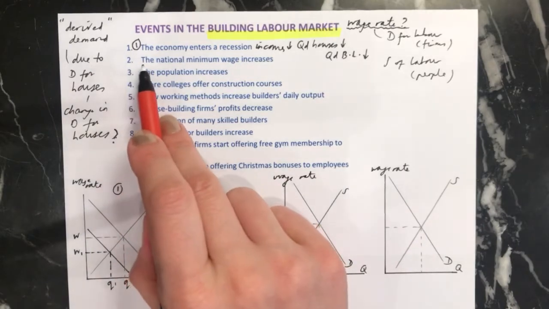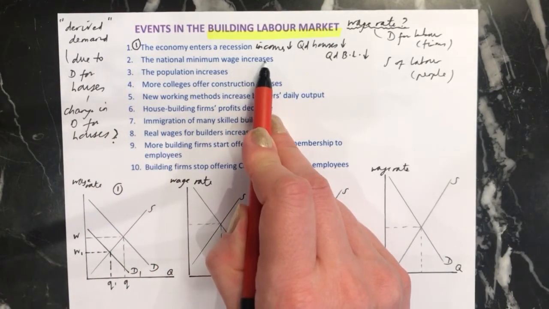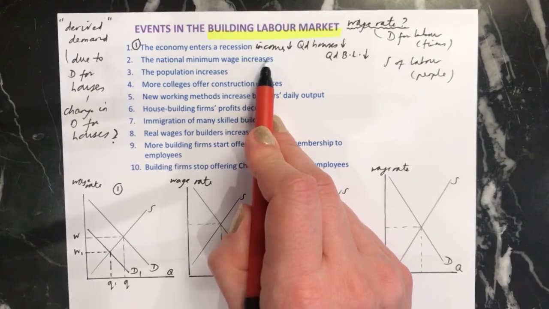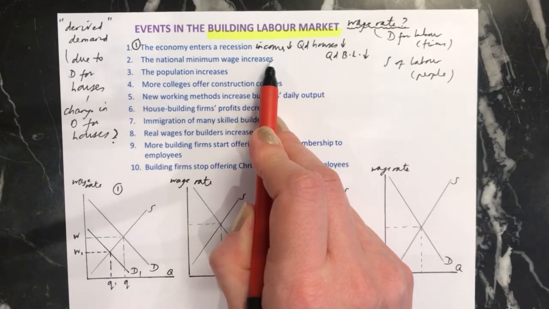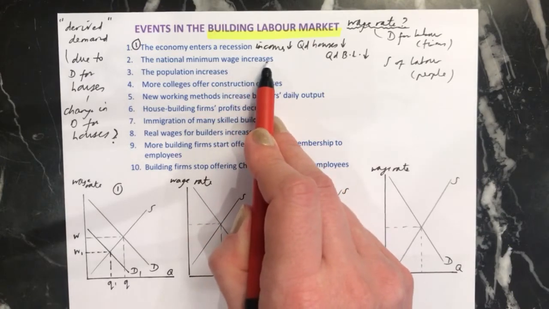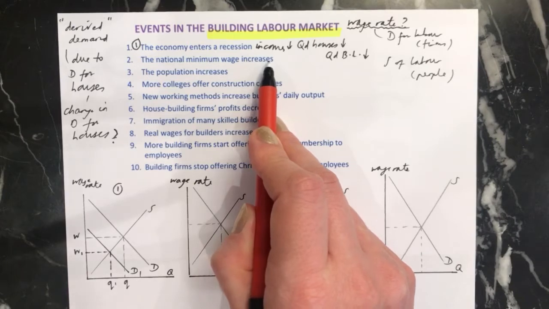Let's look at number 2. The national minimum wage increases. The national minimum wage is what you have to pay somebody by law per hour, at least. Many people will be paid more than that, but many people will also be paid the national minimum wage. At the moment in the UK, it depends how old you are and other things like that, but it's around £8.50. And if this increases, that means that if you're employing anyone who's on the national minimum wage, you're going to have to pay them more per hour.